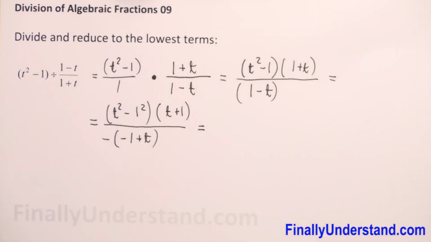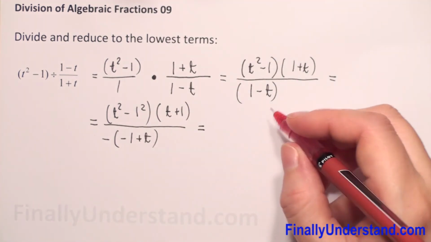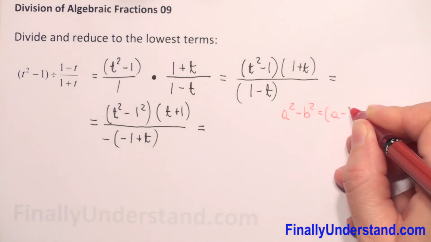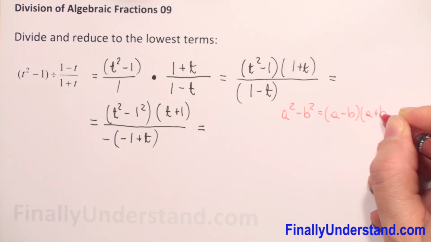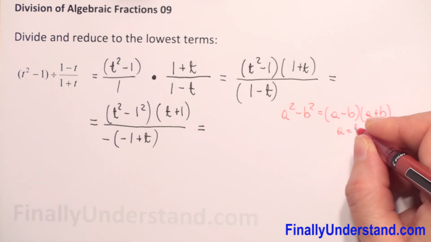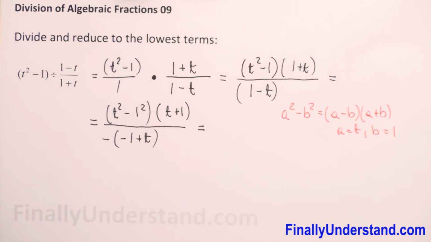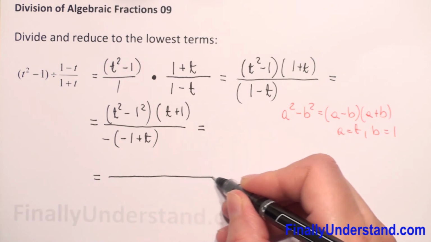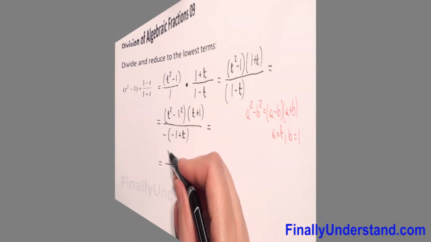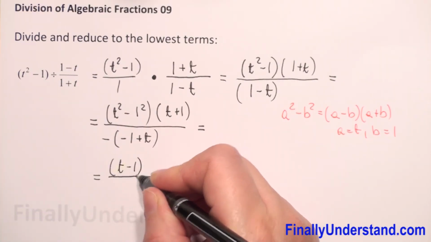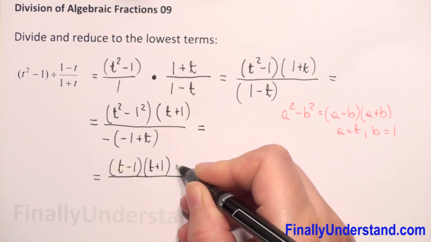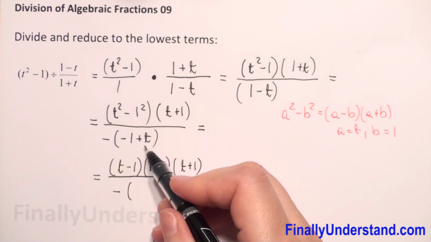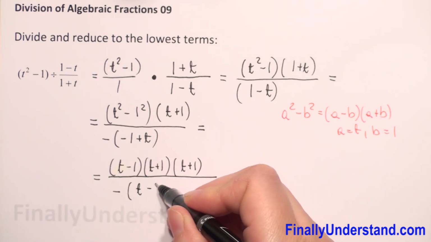Now the formula for the difference of two perfect squares. Let me remind you, when we have a squared minus b squared, this is equal to a minus b times a plus b. In this example, a is equal to t and b is equal to 1. So now we can rewrite our numerator. In the first parenthesis we will have t minus 1 times t plus 1, and we have t plus 1 over negative, the sign we copy, and first I will put positive t minus 1.